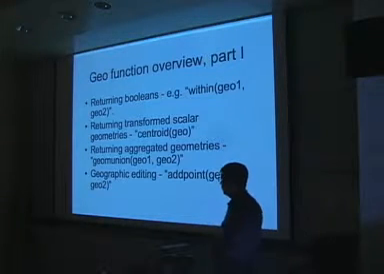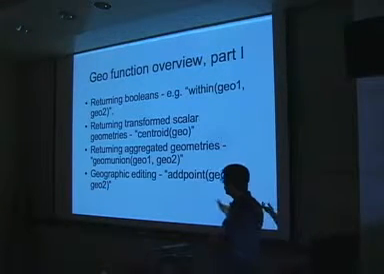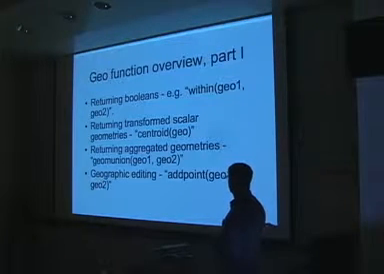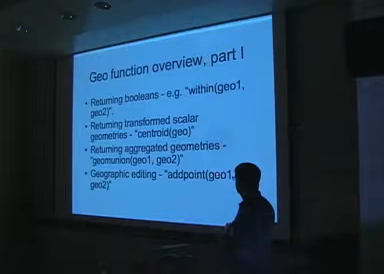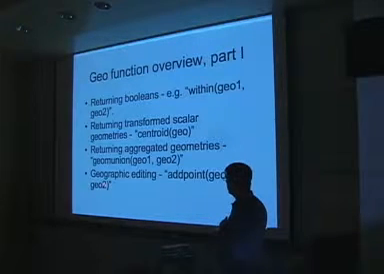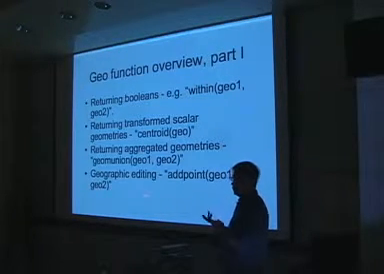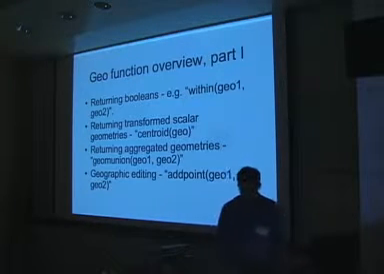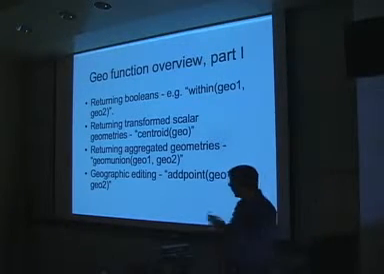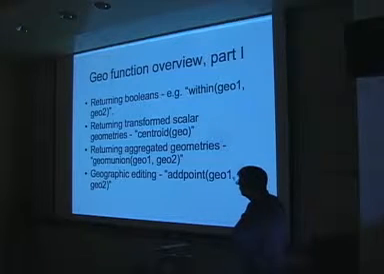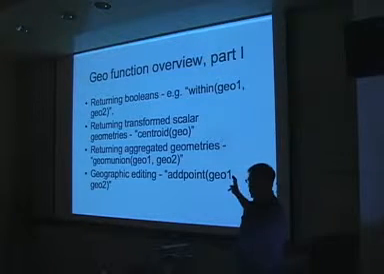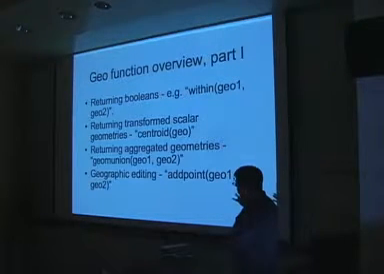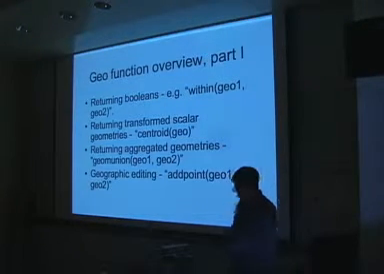And then there are functions for geographic editing. So if you've got a line and you want to add a point to it, that's the big line you already have, that's the new point. You get a new line with that extra point on it, etc. That's cool. That's a rough outline of the geographic functions, and I think every geographic function fits into that somehow.